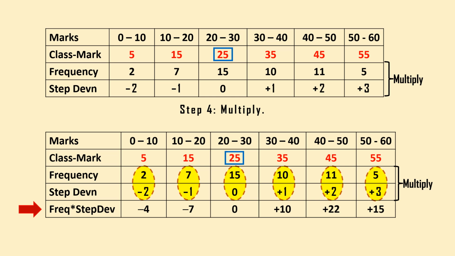What we multiply? Frequency into step deviation. Frequency was given and the step deviation we put 0 corresponding to assumed mean, and for the higher values +1, +2, +3, for the lower values -1, -2, etc. So now we multiply the frequency into step deviation and we write it with the correct plus or minus sign. That is step 4. Now the next step.